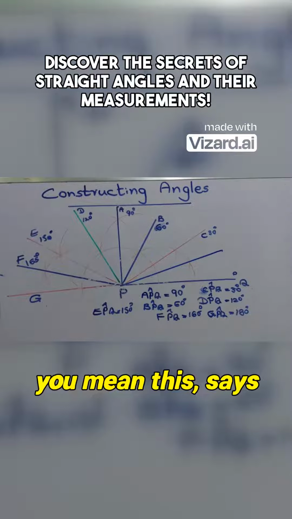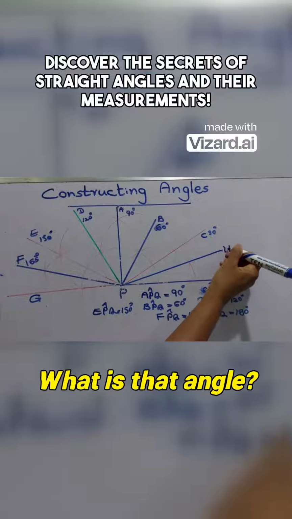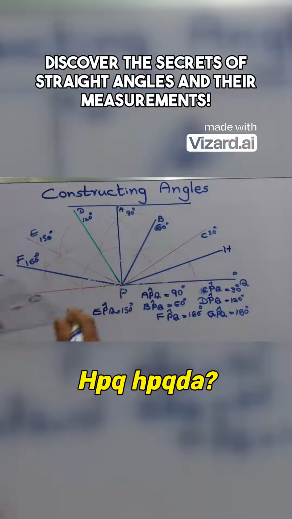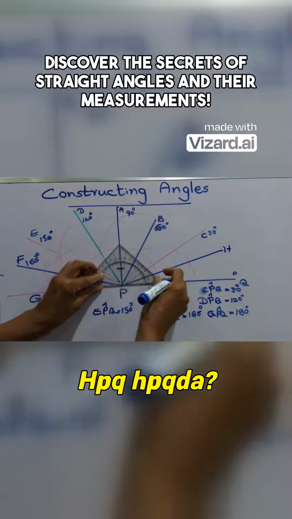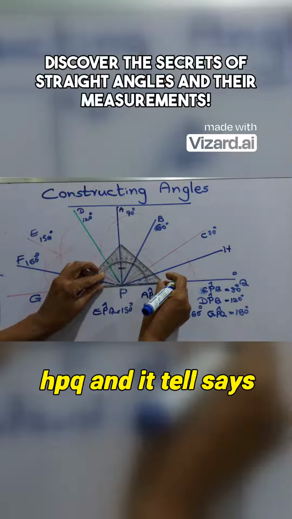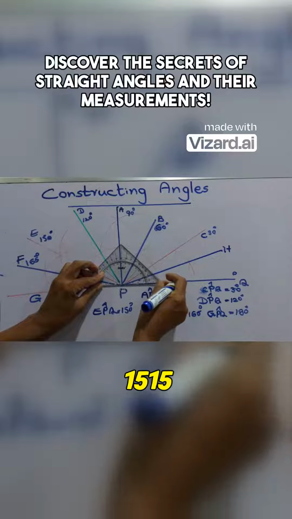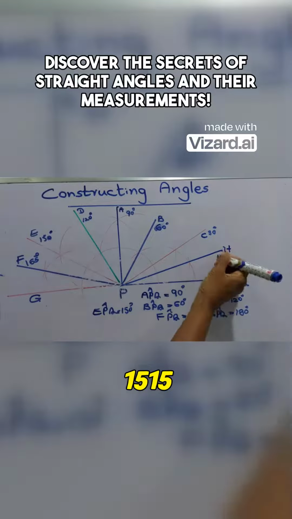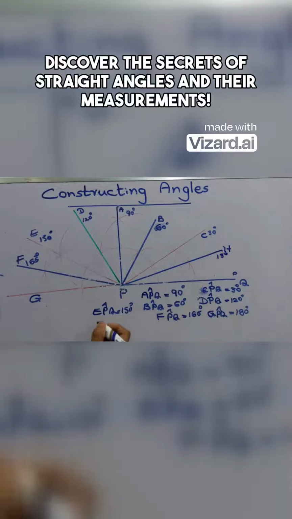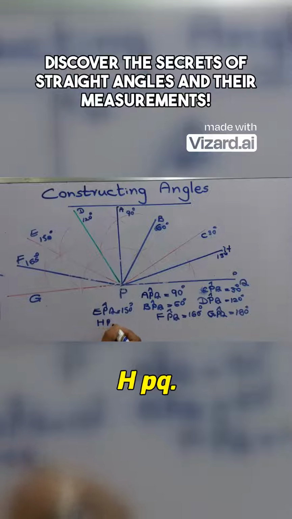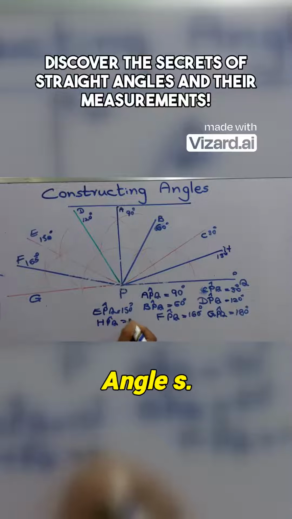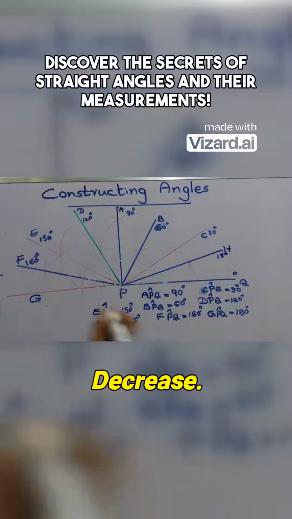We'll name this. What is that angle? HPQ. HPQ angle. It tells us 15 degrees. HPQ angle as 15 degrees.